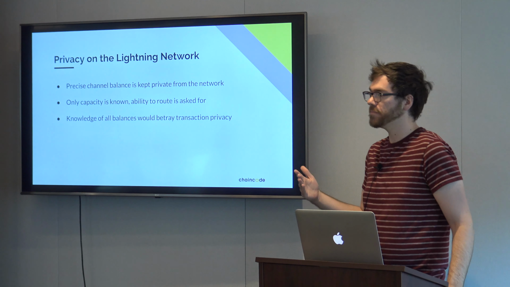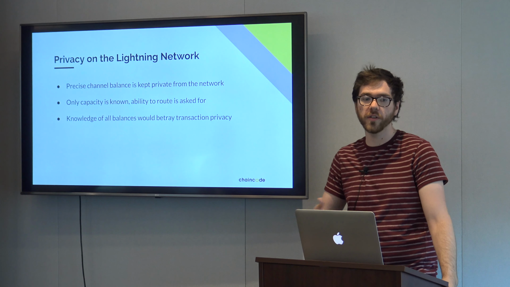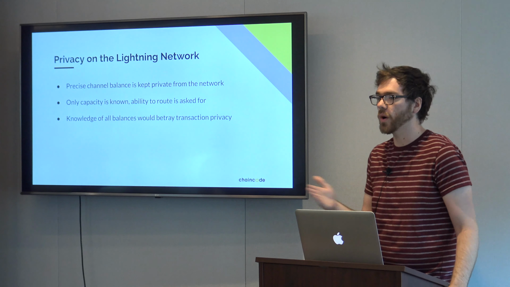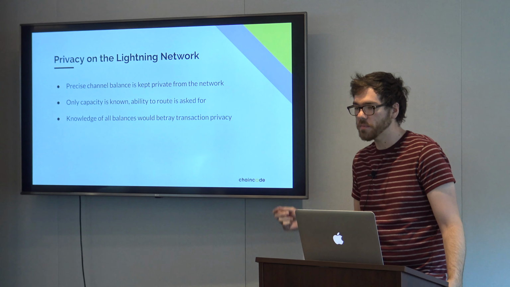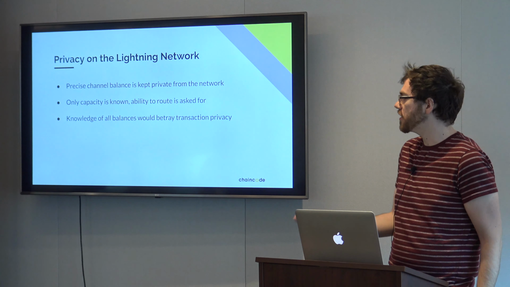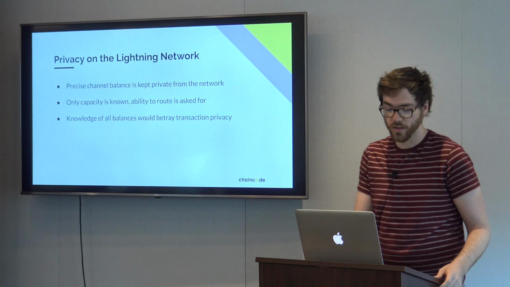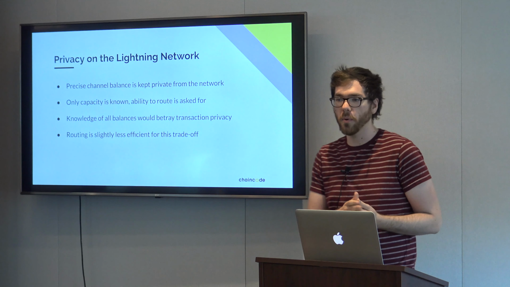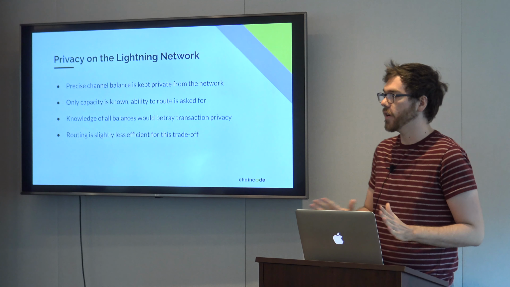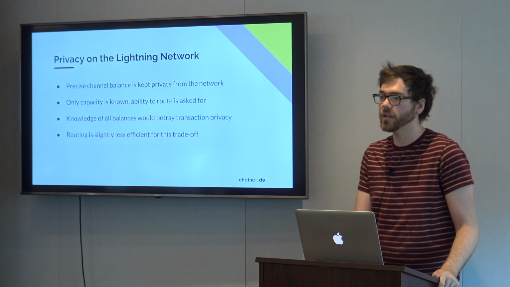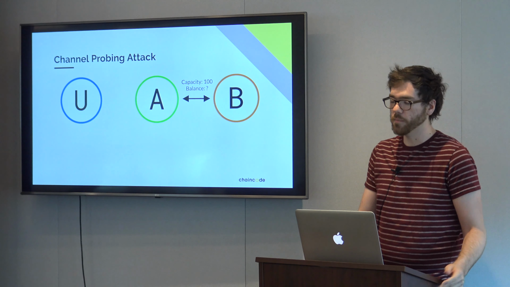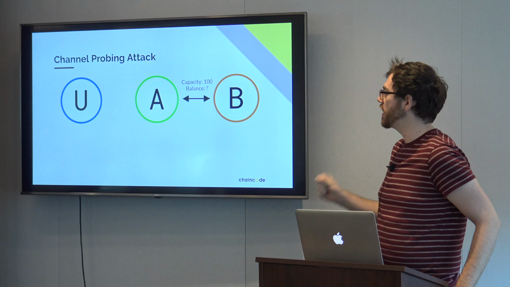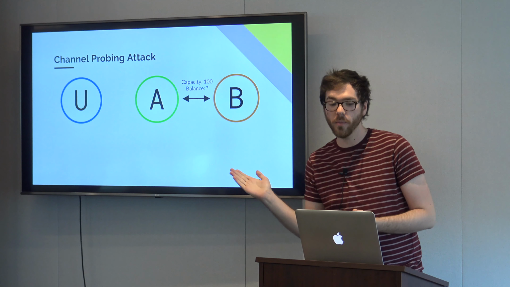If we were to know all of the balances of all of the nodes on the entire network, you could actually kind of reverse engineer transactions out of that and see where money's moving and de-anonymize people or figure out what they're buying. So that probably wouldn't be a good thing. This causes routing to be slightly less efficient since we don't have this perfect topology of the network, but it's a very valuable trade-off to maintain the privacy of nodes on the network. Unfortunately, it's not a perfect state of privacy because we can do this thing called a channel probing attack.